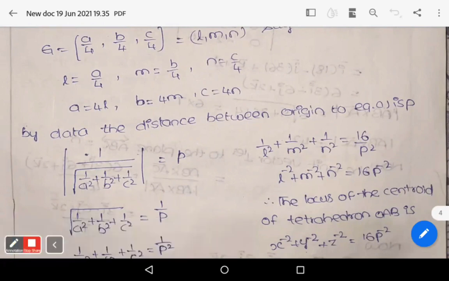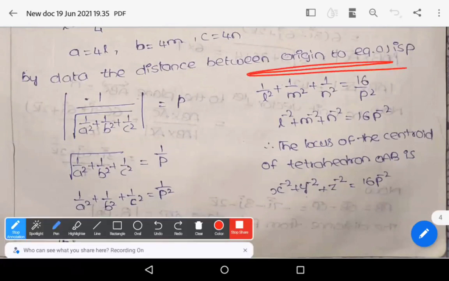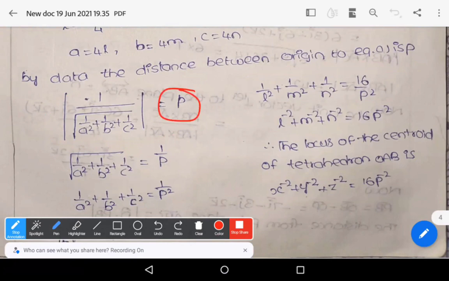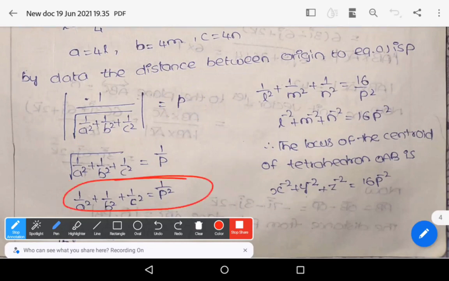The distance between the origin and equation 1 is |1|/√(1/a² + 1/b² + 1/c²), which equals, in the previous problem we had 3p, here it is p. By writing the reciprocal, we get √(1/a² + 1/b² + 1/c²) = 1/p, and squaring on both sides, 1/a² + 1/b² + 1/c² = 1/p².